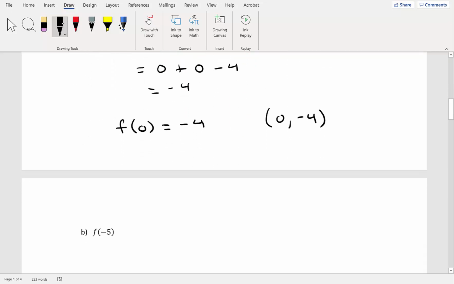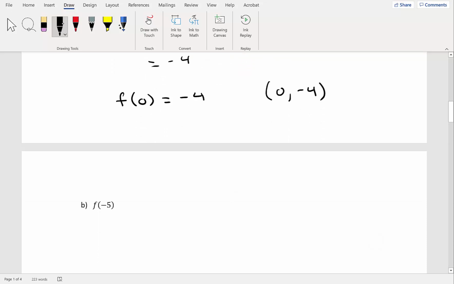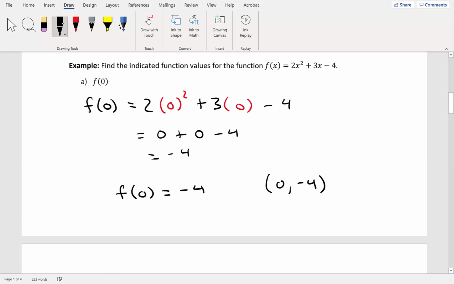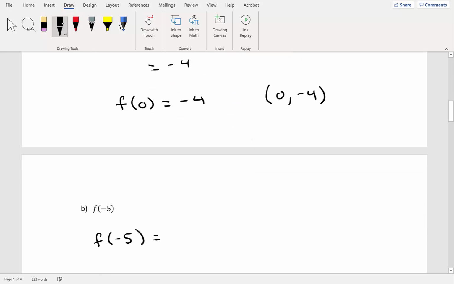Let's take a look at another one. So this time we have f of negative 5. This time we're going to plug in negative 5 for all of our x values. F of negative 5, this is equal to, let me go back so I can see the function. Okay, so we have 2 times negative 5 squared plus 3 times negative 5, then minus 4.